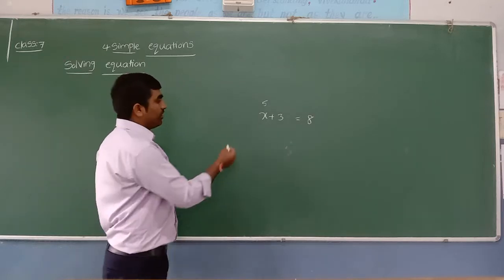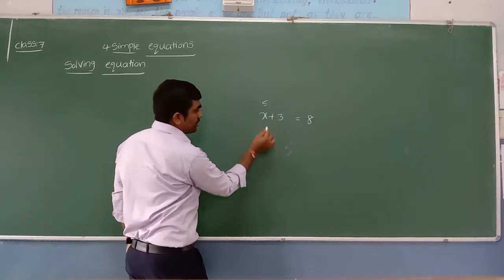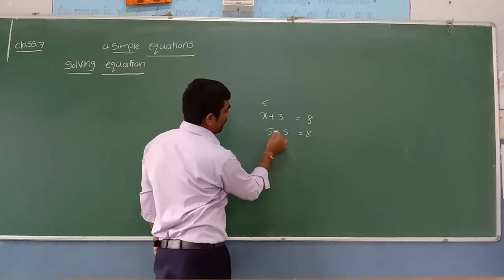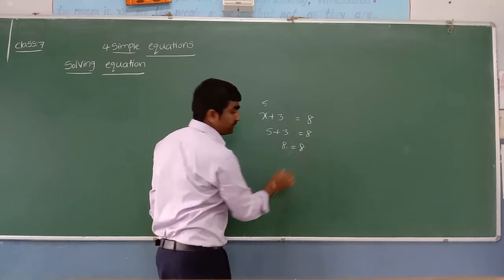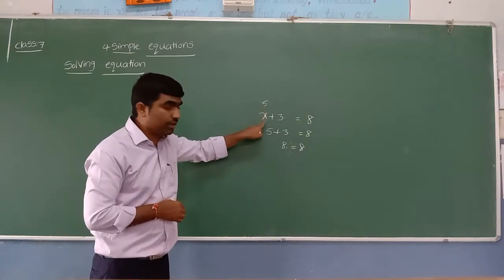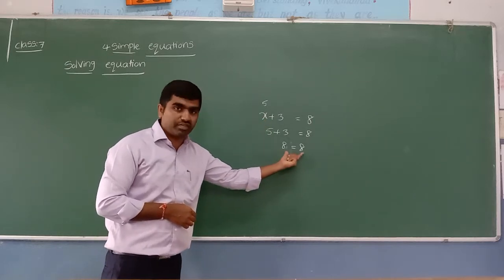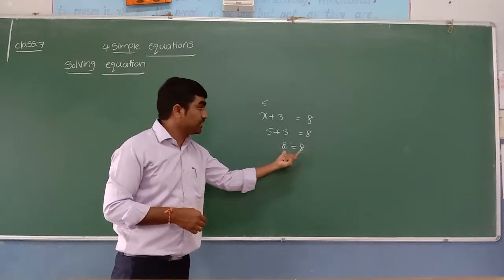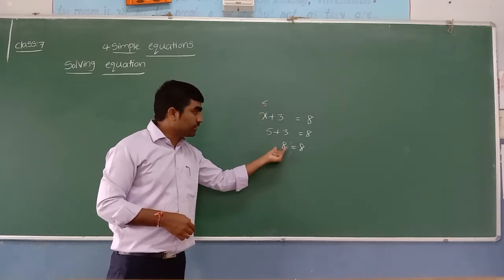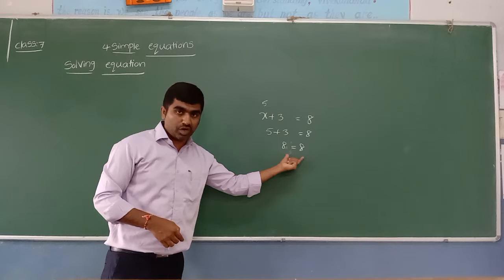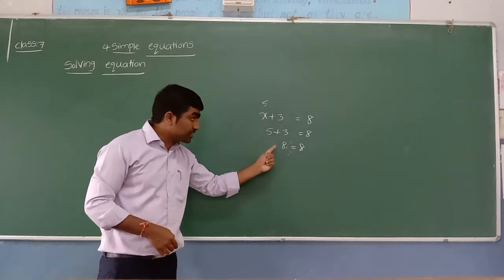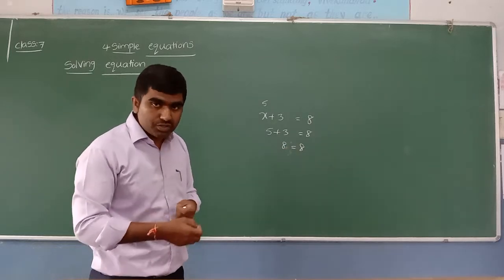Why? Because when I substitute x is equal to 5, in the place of x let me write 5 here. 5 plus 3 is equal to 8. 8 is equal to 8. x is equal to 5 is the value of the variable which satisfies the equation. Satisfy in the sense that when I substitute that value of the variable, both LHS and RHS are equal. The value of the variable which satisfies the equation is called the solution.